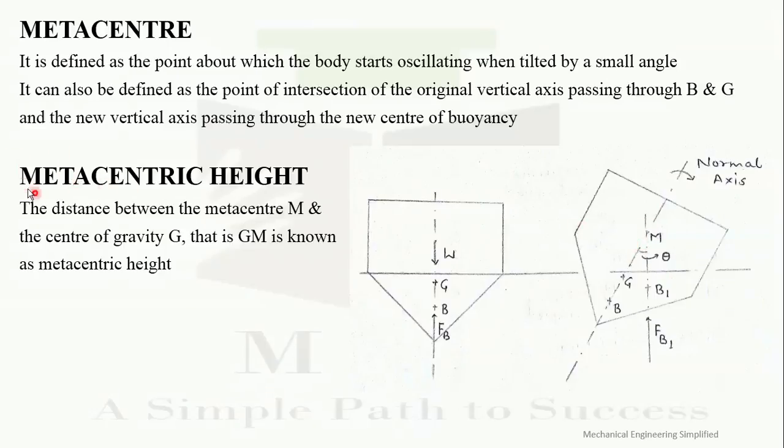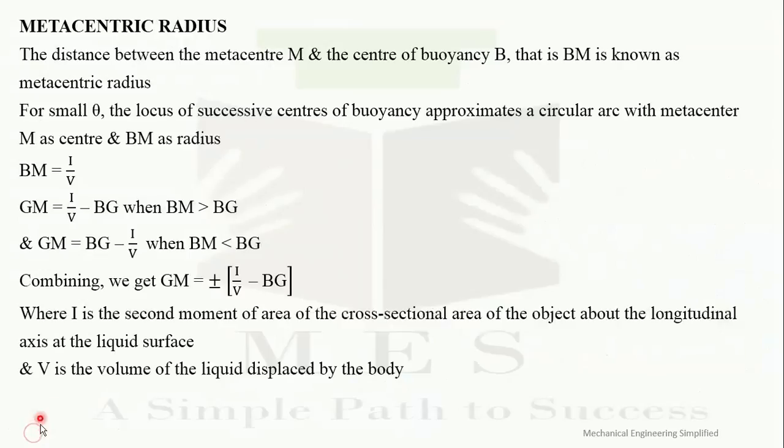Okay, then what is a metacentric height? It is the distance between the metacenter M and the center of gravity. This is the center of gravity and this is the metacenter. The distance between them, that is GM, is known as the metacentric height. Then what is metacentric radius? It is the distance between the metacenter M and the center of buoyancy, that is BM. The distance between M and G is the metacentric height, and the distance between M and B is the metacentric radius.